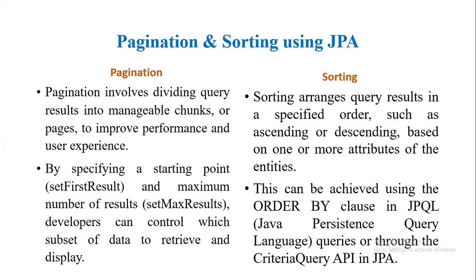Whereas sorting arranges query results in a specified order, such as ascending or descending, based on one or more attributes of the entities. For pagination, by specifying a starting point and a maximum number of results, developers can control which subset of data to retrieve and display. Whereas sorting can be achieved using the ORDER BY clause in JPQL, which means Java Persistence Query Language queries, or through the Criteria Query API in JPA.